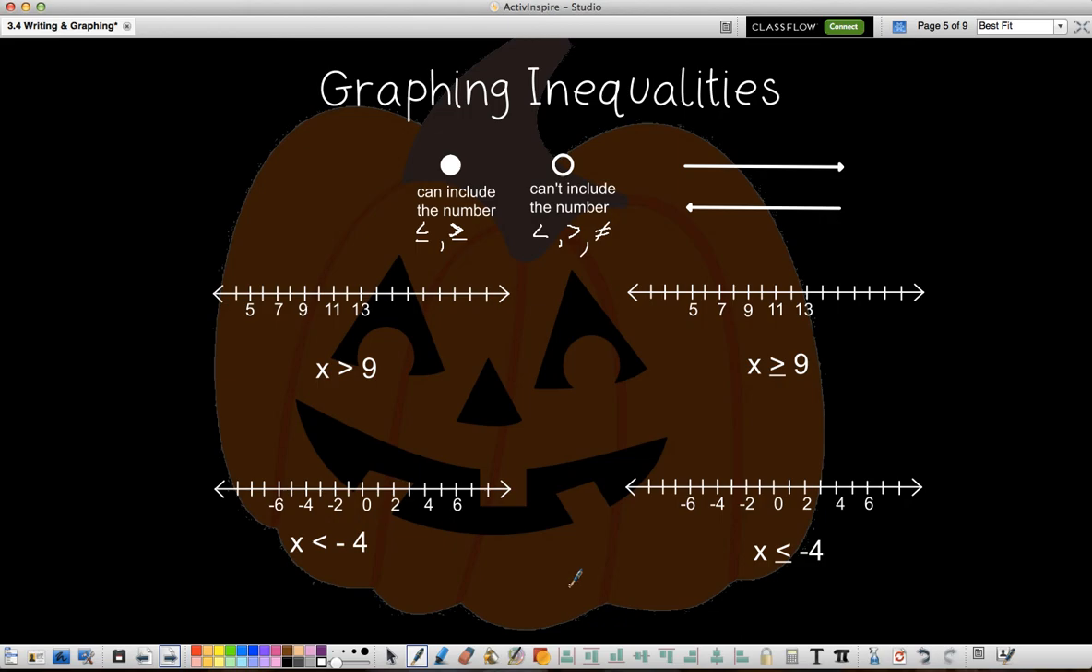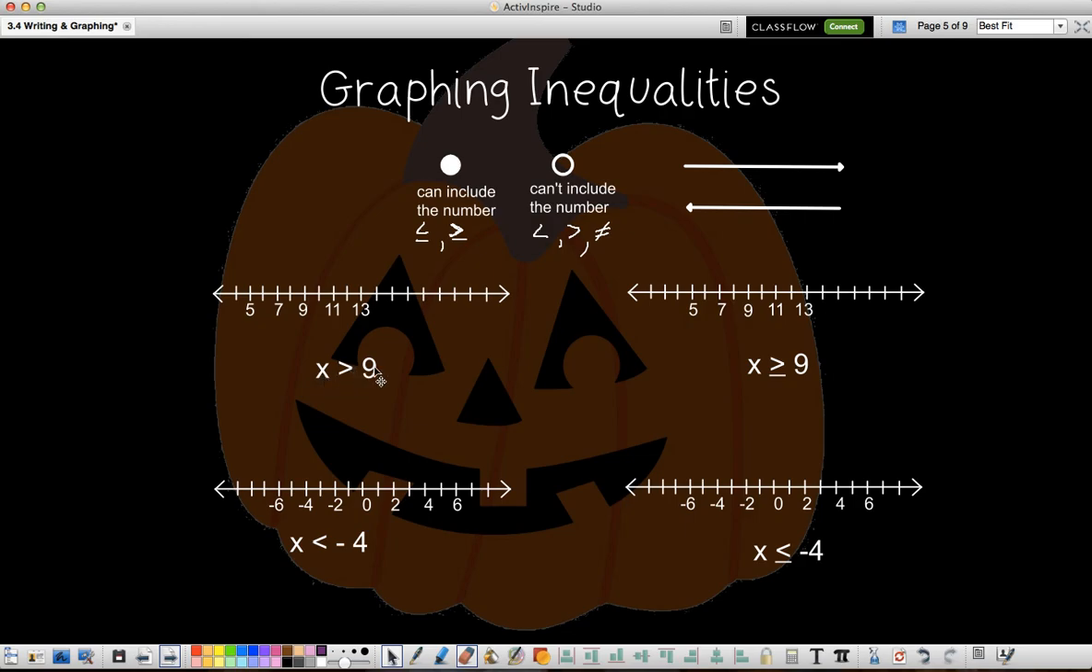Okay, so think about when we graph numbers on the number line. If I said to plot 5 on the number line, we would put a closed dot right here because it includes the number and it's 5 that we're looking for. So keeping that in mind, let's go ahead and look at how we would plot these inequalities.